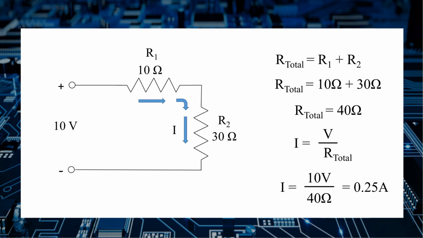Let's solve this equation. So we've got 10 volts and then a 10 ohm and 30 ohm resistor in series. So the total resistance is R1 plus R2, or 40 ohms. The current, therefore, is the voltage, 10 volts, divided by the total resistance, or 40 ohms, and so our current is 0.25 amps, or 250 milliamps.